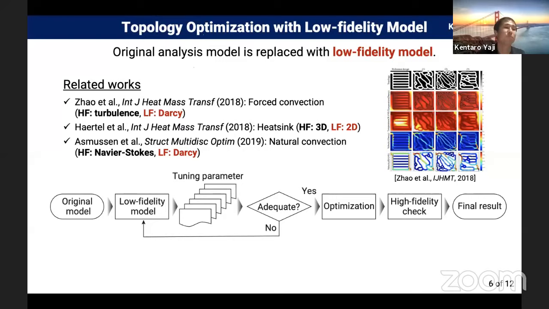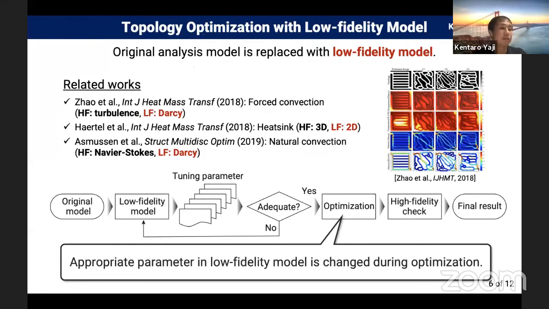The important feature of such previous works is that the low fidelity model is easily solvable compared with the original model. This is the schematic figure here. The key point of this approach is that the parameter contained in the low fidelity model is tuned so that a similar result to the original one can be obtained. However, this tuning process is done before optimization, so the appropriate parameters in a low fidelity model may change during the optimization, because the tuning is done in a simple configuration, not an optimized one.